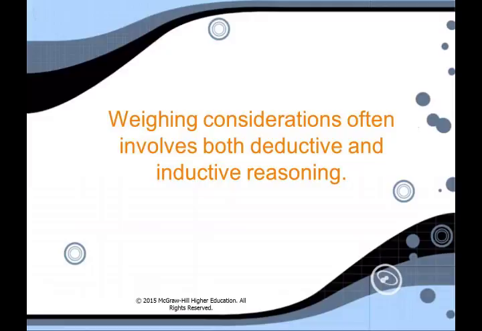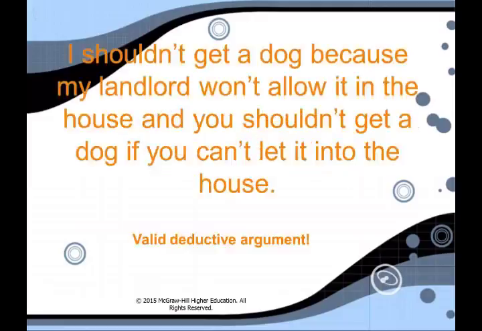So, for example, when you're listing pros for getting a dog and then cons for getting a dog, one of the cons that you might have could be an argument like the following. I shouldn't get a dog because my landlord won't allow it in the house, and you shouldn't get a dog if you can't let it in the house. Now, this itself is a valid deductive argument, and it weighs on the con side of whether or not you should get a dog.